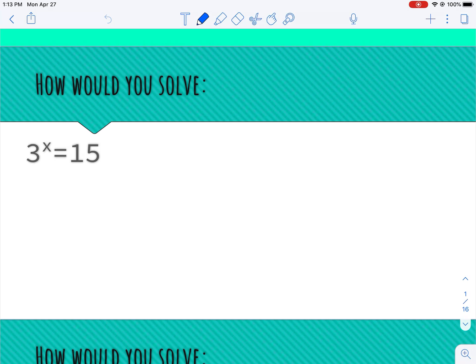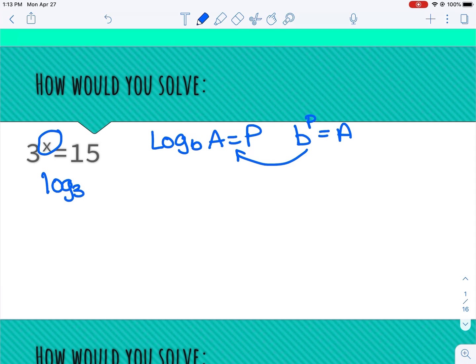Okay, so we did these earlier in the year, and if you remember, that's called an exponential equation because x is up in the exponent. In order to undo that, we have to do the inverse, which is a log. Remember, logs go base, answer, power, or you have exponential form. If I look at my exponential form and want to go back to log form, I can go log base 3 of 15 equals x.